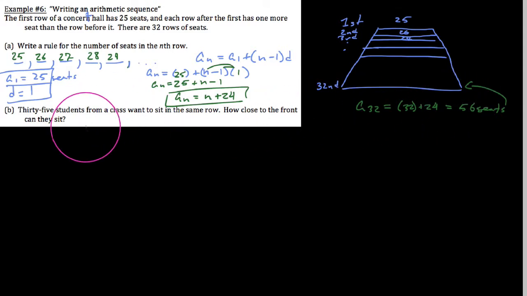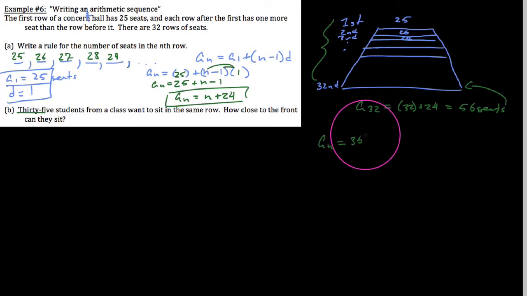Letter B says: 35 students from a class want to sit in the same row. How close to the front can they sit? This is an interesting question, because what we're really doing is thinking backwards. If 35 students want to sit in the same row, what row would you be in? We know the number of seats that we need, so the value of a_n is going to be 35. The question is, what row would you have to be in?